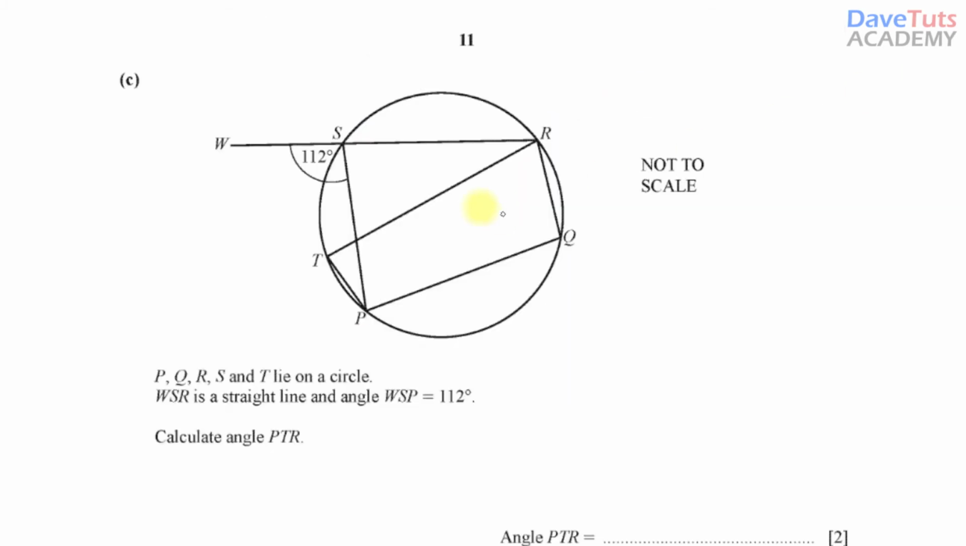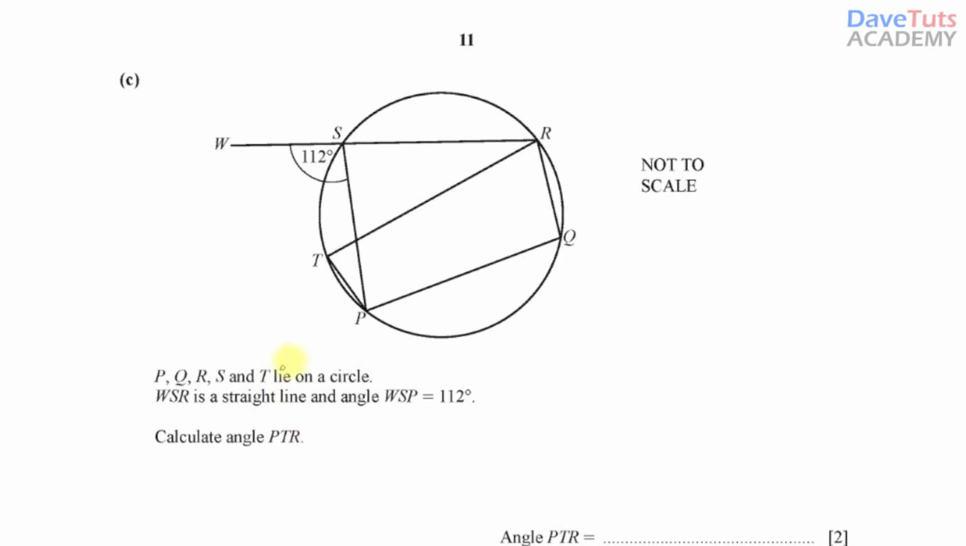All right. So yeah, in this question, we're also looking at PQRST, which lie on a circle. WSR is a straight line. And angle WSP, this angle here, is 112 degrees. We have to calculate angle PTR.